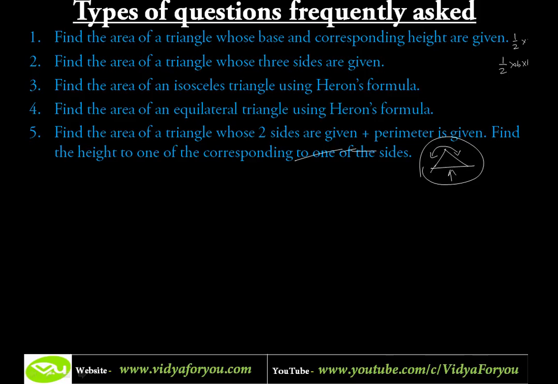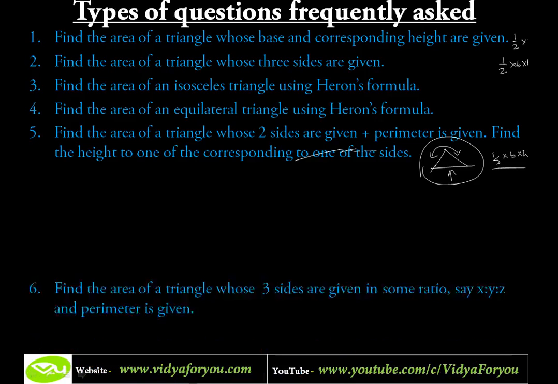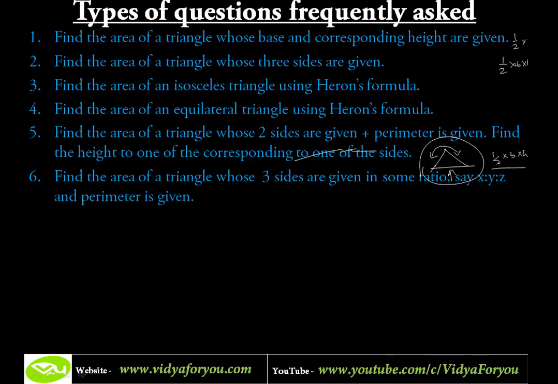So there is a trick. Here we will be using both formulas, half into base into height and Heron's formula also. So we'll see this later. Next type is find the area of a triangle whose 3 sides are given in some ratio, say x, y, z, and perimeter is given. Then they will ask to find the area. So again they have given the perimeter and the ratio, so we can understand what all sides will be.